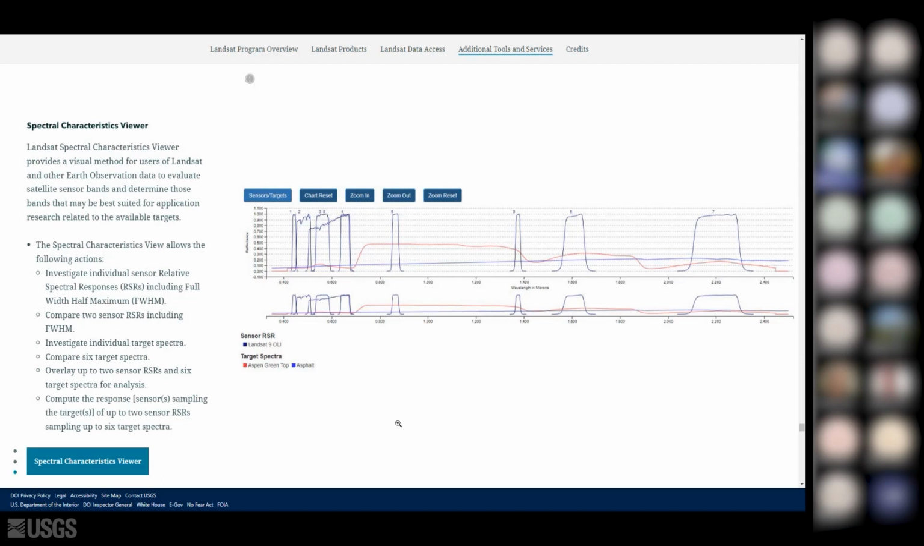And then we can also compare it to, let's say, asphalt. So how does asphalt look compared to aspen green top vegetation? And how do those reflectances compare? And how does the Landsat 9 sensor possibly capture those target spectra?